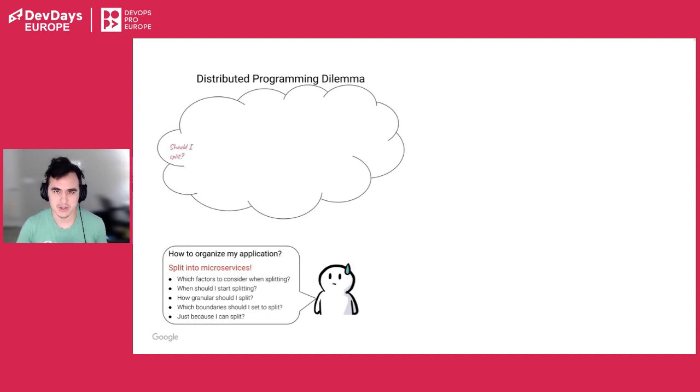But eventually you answer these questions to the best of your ability. You do split your application into microservices. But then you run into more problems. For example, versioning. This is similar to what I was mentioning before. Let's say I have 20 different microservices.